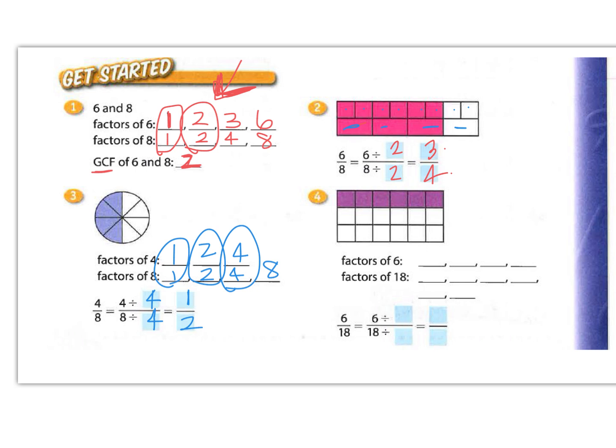All right, let's do factors of 6 for number 4. We did those over on number 1. So we know it's 1 and 6, 2 and 3. And then factors of 18, we know it's 1 and 18, 2 and 9, 3 times 6. Oh, well, we can see they have 1 in common, 2 in common, 3 in common, 6 in common. 6 is the greatest common factor, so I'm going to divide by 6. 6 divided by 6 is 1. 18 divided by 6 is 3. So then I know that 1/3 is the same as 6/18.